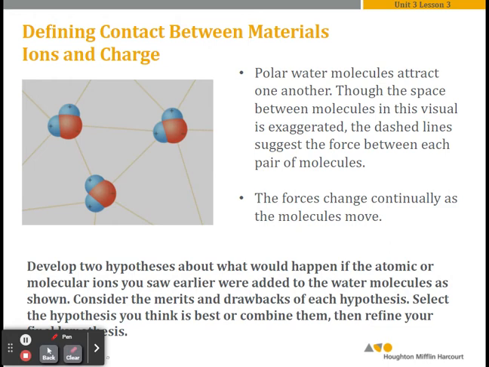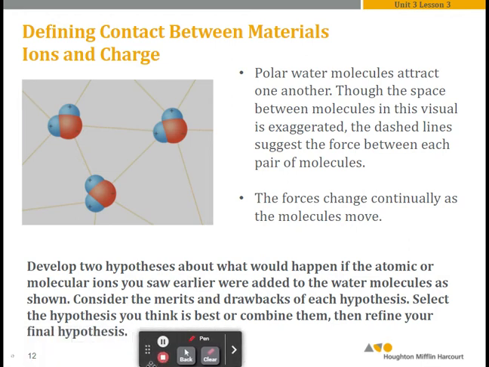So there's a question that says develop two hypotheses about what would happen if the atomic or molecular ions you saw earlier in the last slide were added to the water molecules as shown. Consider the merits and drawbacks of each hypothesis. Select the hypothesis you think is best or combine them, then refine your stated hypothesis. Refine your final hypothesis. So one hypothesis could be that you get an ionic bond.